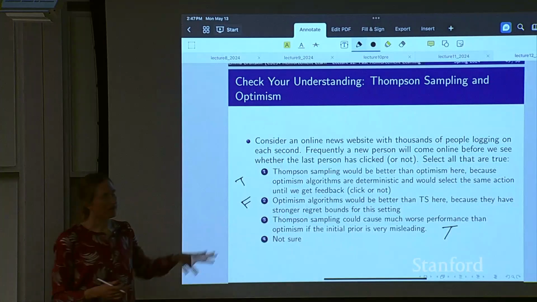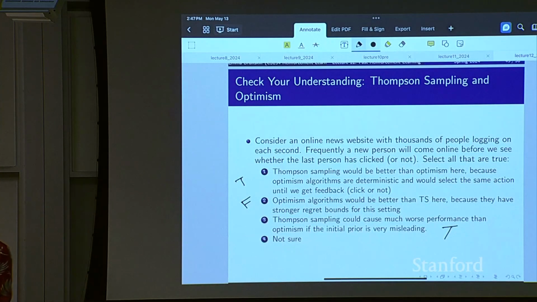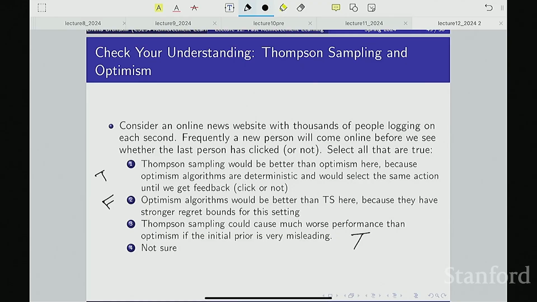So this highlights some of the particular benefits and the potential weaknesses of Thompson sampling. If your prior is reasonable and you've got this sort of delay or batch setting, it can be very helpful. If your prior is really bad, then it can take a long time to get past that.